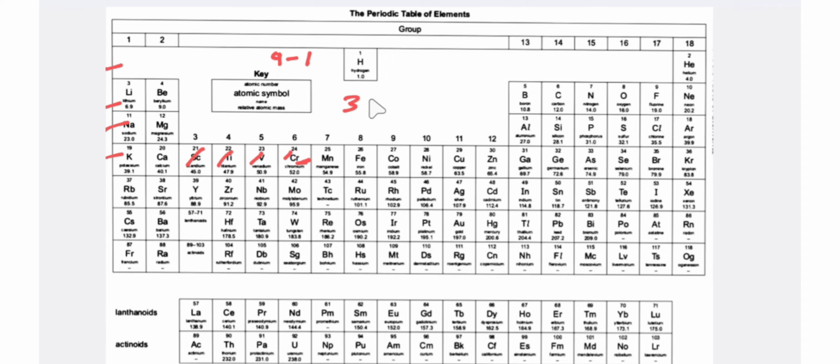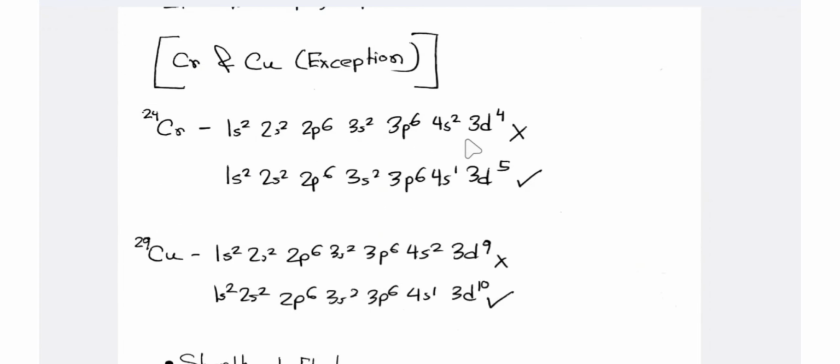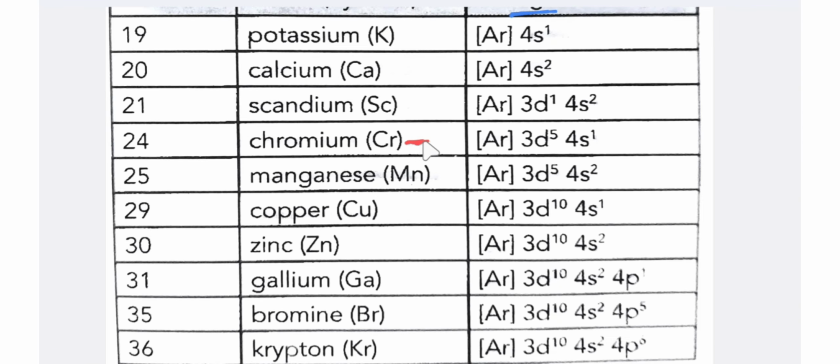So it is the d block and 3d4, since it is the fourth element. Then it has valence electrons in 3d4. But instead of writing 4s2, 3d4, we write this as 4s1, 3d5. And this variation is only for copper and chromium. So for chromium, it is 4s1 and 3d5.